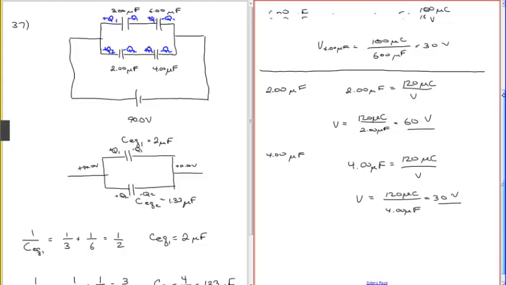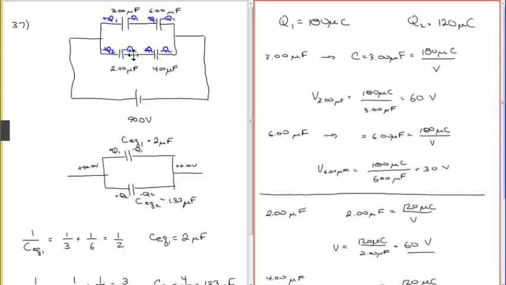Well, let's go back. So the most charge is on the one with the higher value capacitor. 6 plus 3 is 9. So there's more capacitance there, and so more gets stuck on that end than this end. So that's how it works.